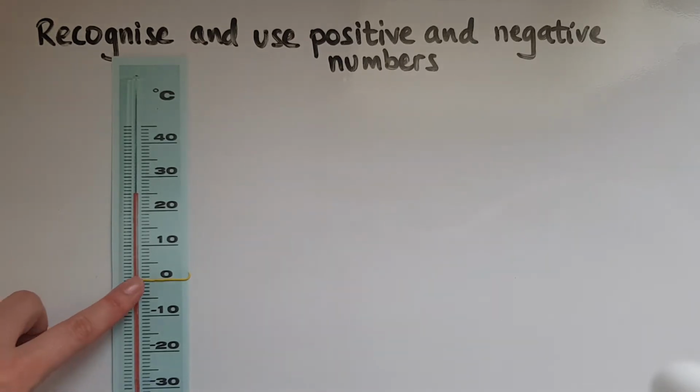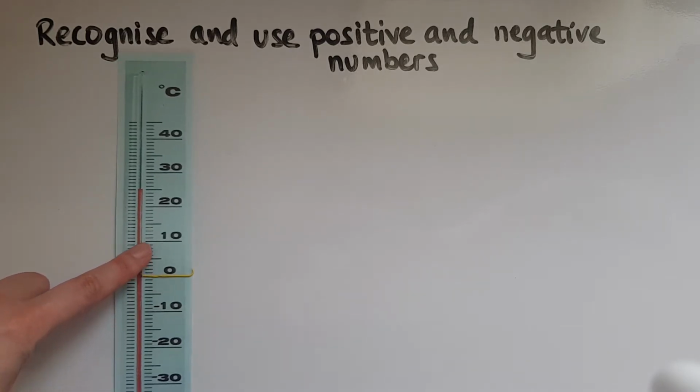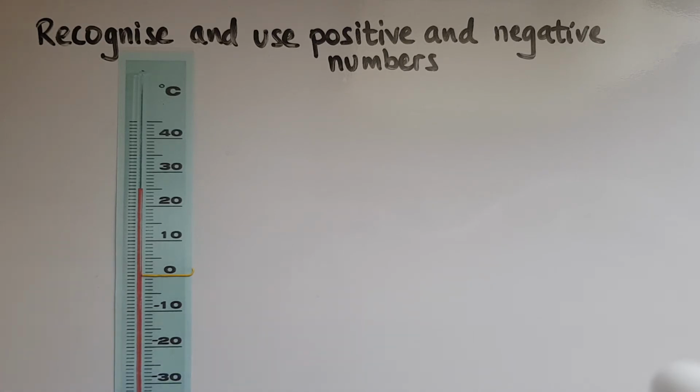So we've got a 0 at this point, and then we go 1, 2, 3, 4, 5, 6, 7, 8, 9, 10, 20, 30, 40 degrees, we could go 50 and so on. Underneath that, there comes the negative part. So imagine 0 degrees in the winter when it's really cold. If it gets even colder, it goes to -1, -2, then -3, -4, -5, then -6, -7, -8, -9, -10, -20, -30, and so on.